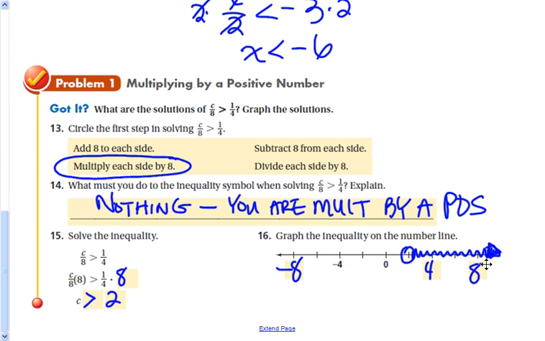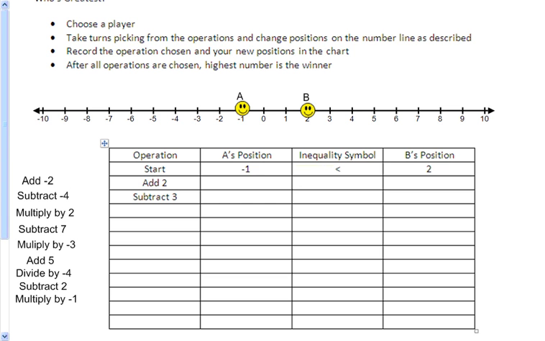All right, see if you did it right. You should have noticed that since you're multiplying both sides by 8, you do not have to change the sign. So leave the sign the same. Just solve the inequality by using the properties of inequality. We'll do this in class tomorrow.